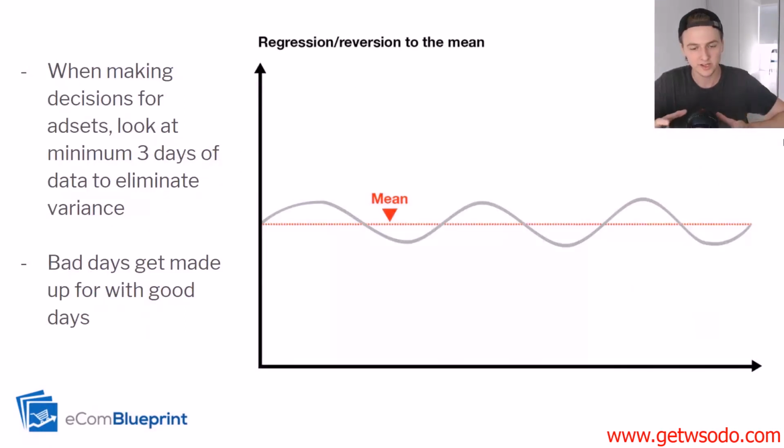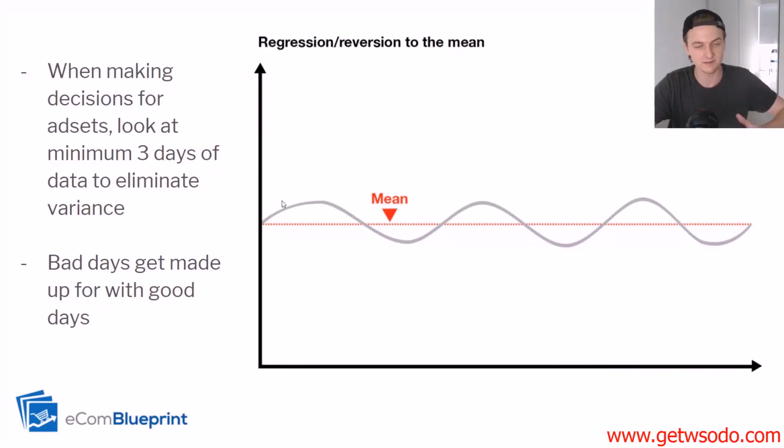Now, I covered this already in the reading data lesson, but I wanted to bring it up here because this is actually where it's the most applicable. When you're scaling and making decisions about whether you should keep scaling or lower the budget, you need to look at at least 3 days of data, and ideally up to 7 days. It depends how much you're spending. If you're spending a lot, 3 days of data. If you're spending decently, then look at like 7 days.